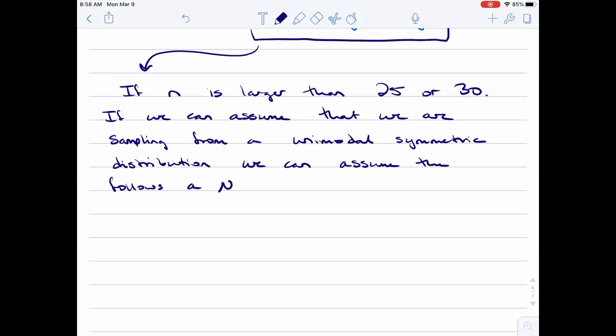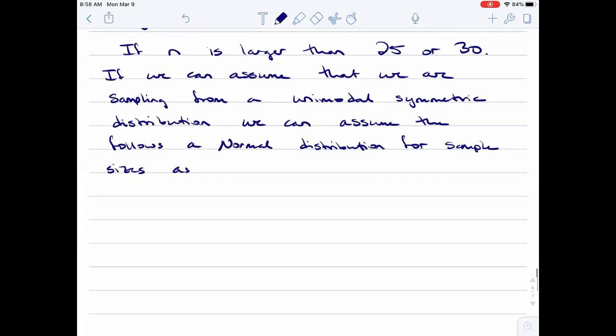I'll use capital N just to emphasize that it's a name. Assume that the mean follows a normal distribution for sample sizes as small as n equals 15, for example. Right, so it just depends on how skewed the distribution is that you're sampling from.